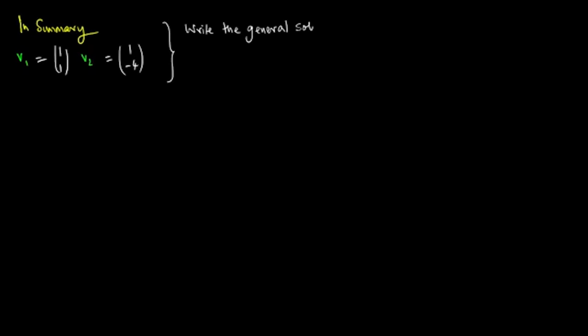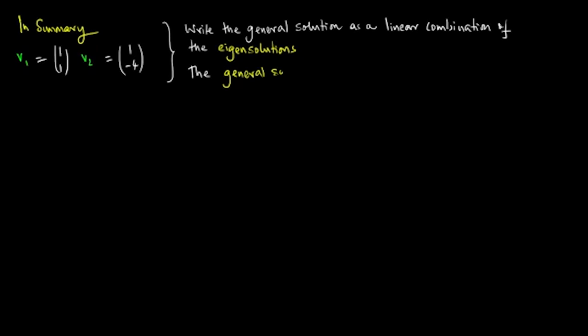So we can write the general solution as a linear combination of the eigen solutions. The general solution is x of t is equal to c1 times 1 1 e to the 2t plus c2 times 1 minus 4 e to the minus 3t.